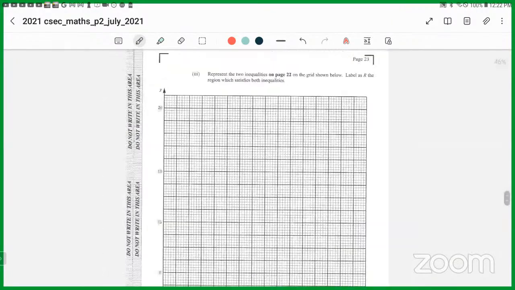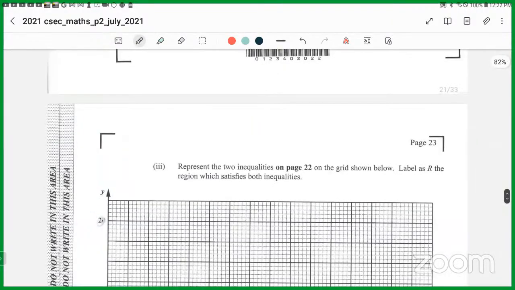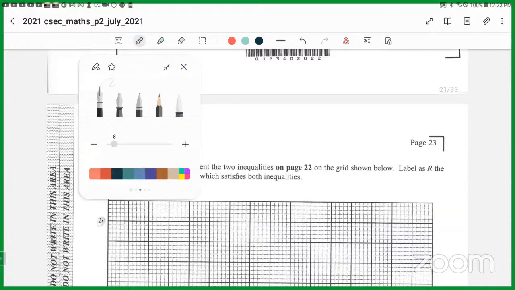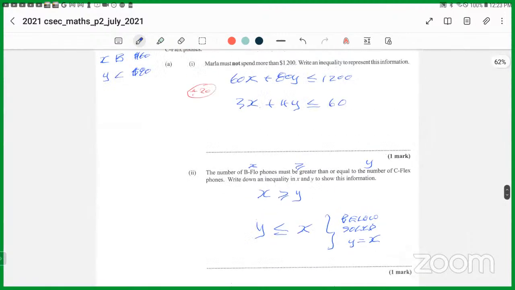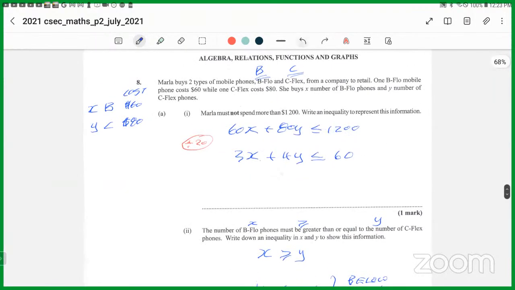How many inequalities do we have? Here now they want us to represent the 2 inequalities on the grid below. Label the region R that satisfies the 2 inequalities. All right, so let's see who got it right. So the first line was this one. We need 2 points on that line. This one means below.